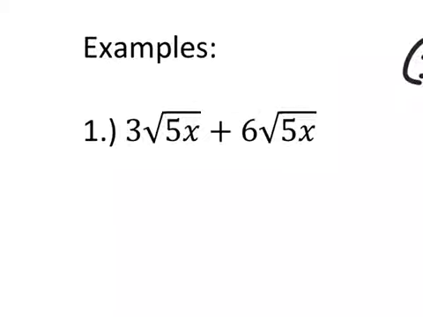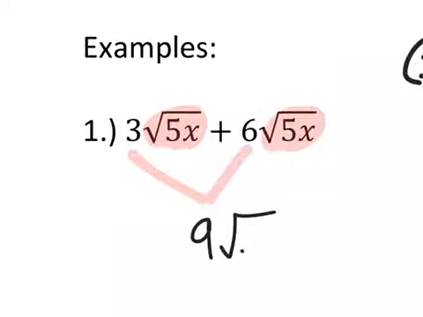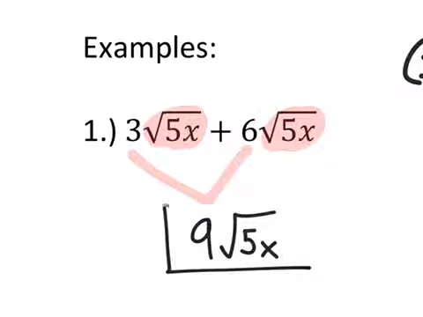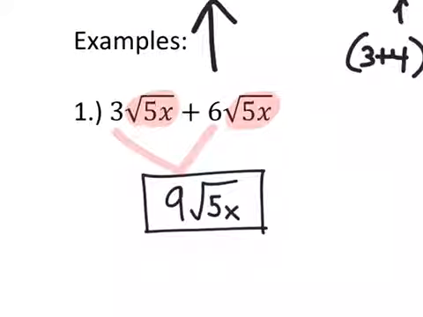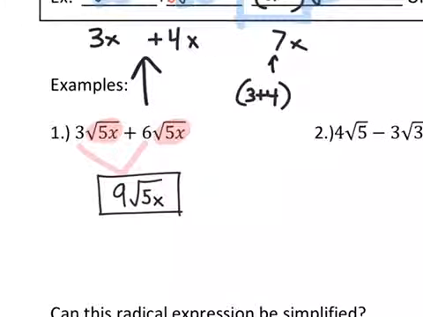Let's identify here for us, square root of 5x is the same thing as square root of 5x. So now we simply combine our coefficients to get a 9 square root of 5x. All right? And if this confuses you, just think back to a regular old combining like terms. 3x plus 4x is 7x. The x is remaining unchanged, just like here for us. The 3 and the 6 combine with the sum of a 9, but the square root will stay the same.